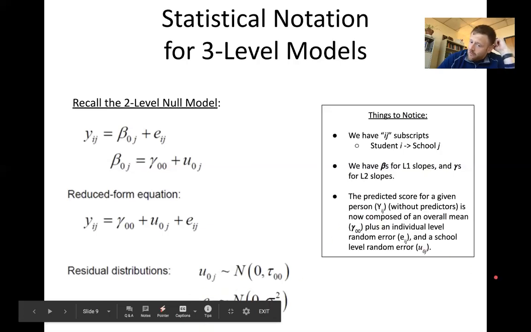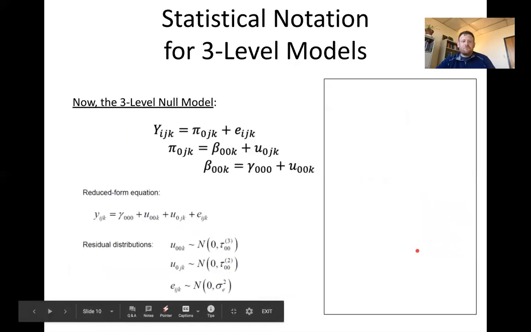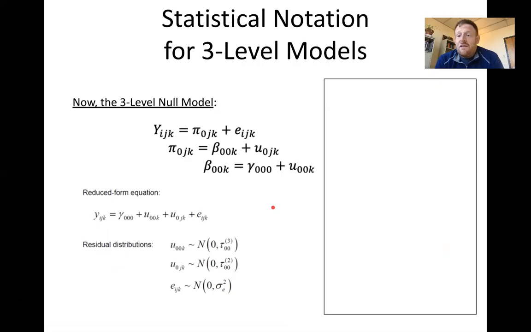Essentially, the predicted score for a given student, if we look at this reduced form equation, is equal to some overall mean, that's your intercept, plus some random variation at the school level, if it's students nested within schools, plus some random variation at the individual level. So that's a two-level model. Now we're going to kick it up a notch, and we're going to look at three-level models.